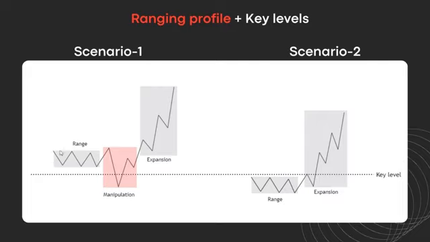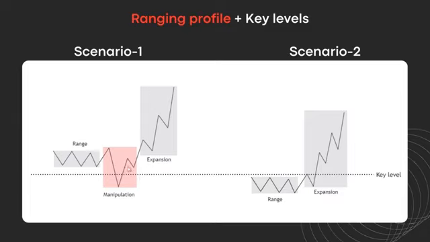The first one is when price forms a range and the ranging profile ends without testing a key level, right? This key level could be in the form of an order block, a breaker block, or maybe a high and a low. That doesn't matter. What matters is the logic behind it. The first scenario is when price forms a range above a key level, and you can see here that the ranging profile has ended without the key level being tested. So in that case, what are we going to expect? We're going to expect a manipulation profile to form, and that manipulation profile will test that key level.